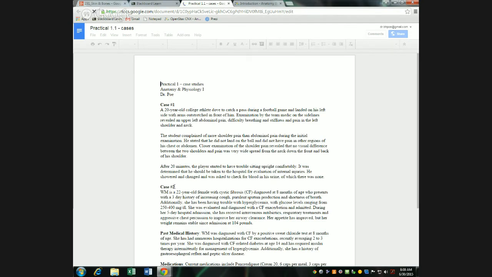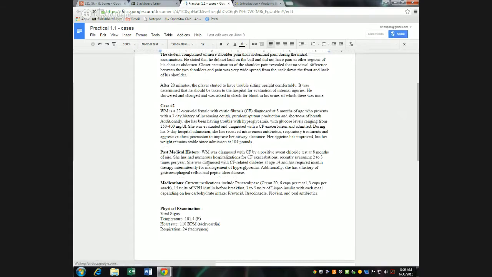The second one in the series is the cystic fibrosis case that we did in class. The first one is a bit more, it's a smaller case study, kind of a quick little one that's meant to address some of the introductory material from chapter 1 of the book, sort of where things are in the body cavities, that kind of stuff.